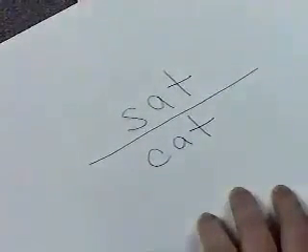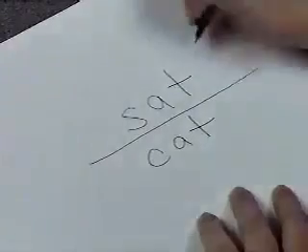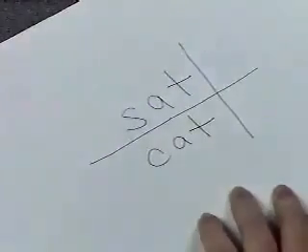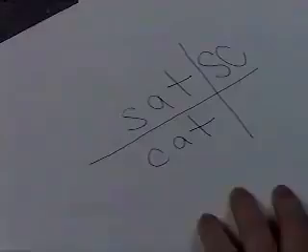Self-corrections are recorded in the same manner as a substitution, with one modification. If the child self-corrects, draw a vertical line behind the recorded miscue and write SC in the top corner.